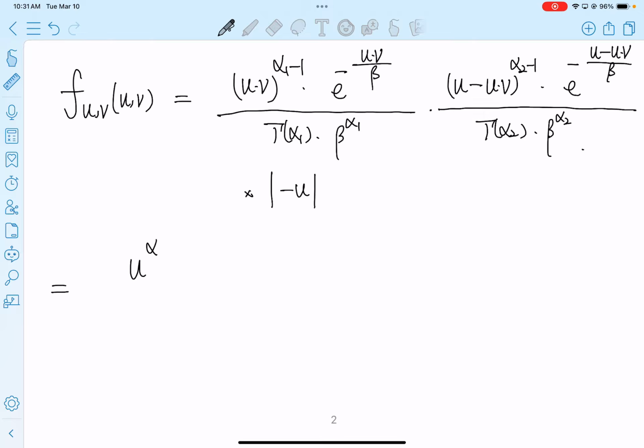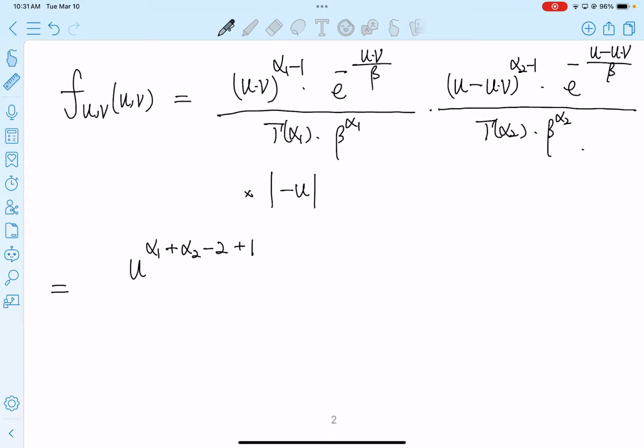I will have alpha 1 plus alpha 2 minus 2 and then plus 1. This is referring to the for place where we have seen a u, okay? So the first alpha 1 is coming from u raised to the power of alpha 1. And then the alpha 2 is where we have u raised to the power of alpha 2.